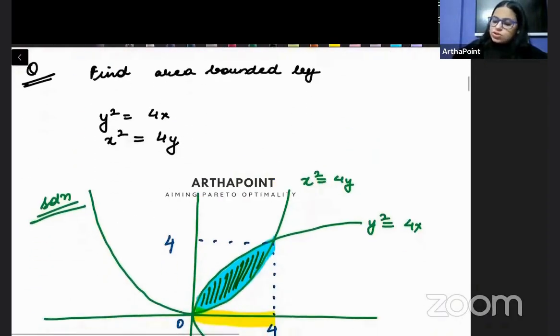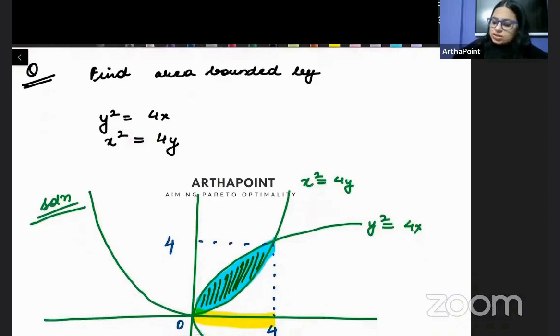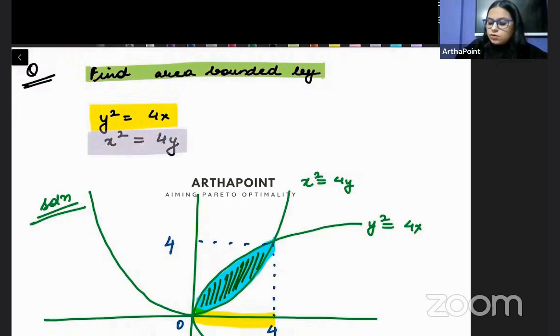बेटा come to the next question. अब area under the curve के कुछ question देखते हैं. So it is saying find area bounded by, and you are given two functions, y square is equal to 4x, and then you're given the second function as x square is equal to 4y. ये दो functions आपको given हैं.